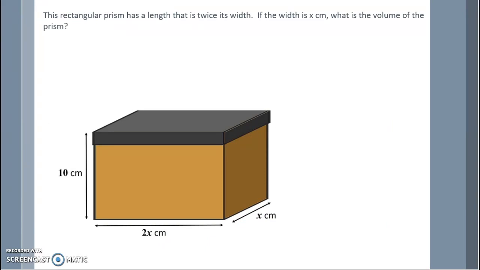This rectangular prism has a length that is twice its width. If the width is x centimeters, what is the volume of the prism? So I have the prism labeled for us. On one side I have x. On the other side we have twice whatever this side is. So we can still use our volume formula of the area of the base times the height. So the area of the base would be 2x times x, times its height, which is 10. This is 2x squared times 10, which is 20x squared centimeters cubed.